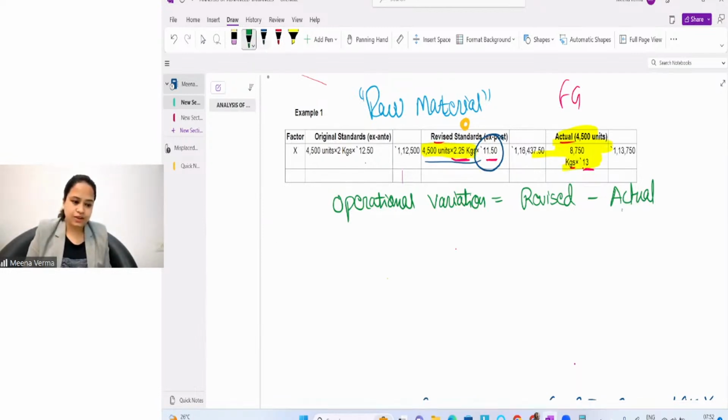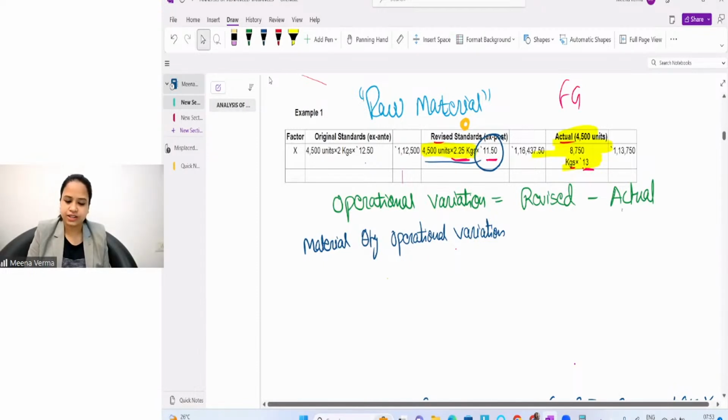So we will find it for quantity. Material quantity or usage operational variation. We will call it like this. Material quantity operational variation. We will find it in this way.